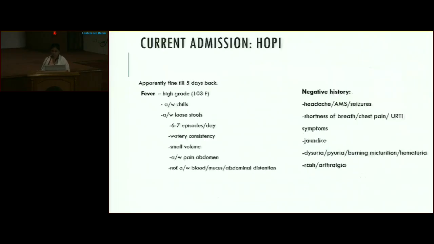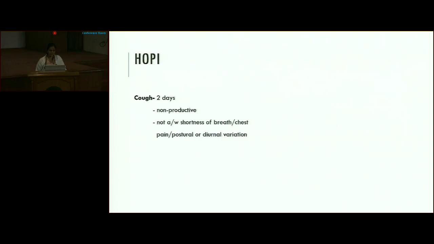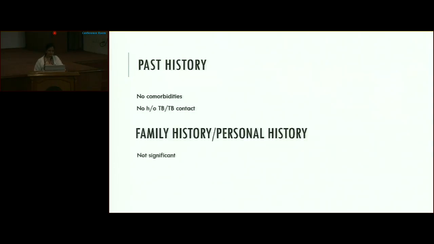Now, with this background history, we have a 35-year-old female presenting with a 5-day history of high-grade fever associated with chills, loose stools, 6 to 7 episodes per day, watery consistency with small volume, and pain abdomen, but not associated with blood, mucus, or abdominal distension. Other localizing symptoms were absent, other than a 2-day history of non-productive cough, but not associated with shortness of breath, chest pain, postural or diurnal variation. Past history, family history, and personal history were not significant.